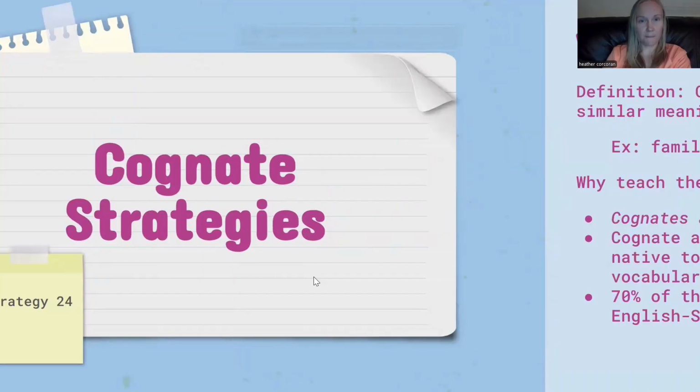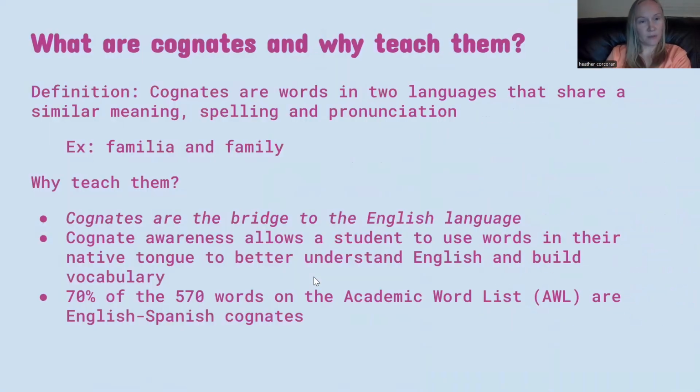Talking about Strategy 24, Cognate strategies. And before I begin my demonstration, it's important to define what cognates are and why we teach them in the classroom. The textbook states that cognates are words in two languages that share similar meaning, spelling, and pronunciation. And while English shares a linguistic base with many other languages, we will be focusing specifically on the relationship between words, those cognates in English and in Spanish.